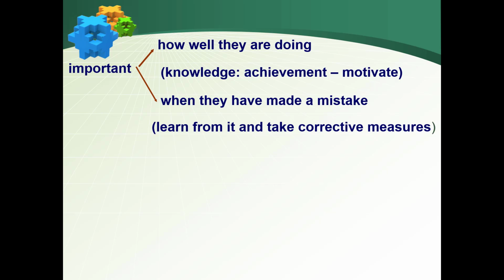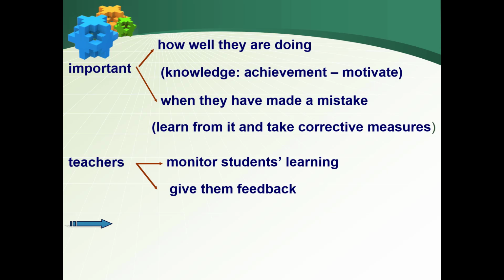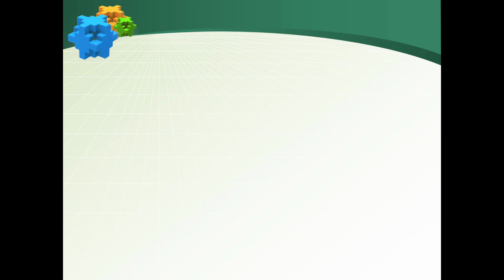Feedback is equally vital in schooling and performs a variety of functions, including recognizing, correcting, encouraging, challenging, and improving. On the one hand, feedback is important for students to know how well they are doing, and their achievement motivates them a lot in learning. When they have made a mistake, they can learn from it and take corrective measures. On the other hand, teachers monitor student learning and give them feedback. That's why teacher comments and suggestions need to be focused.